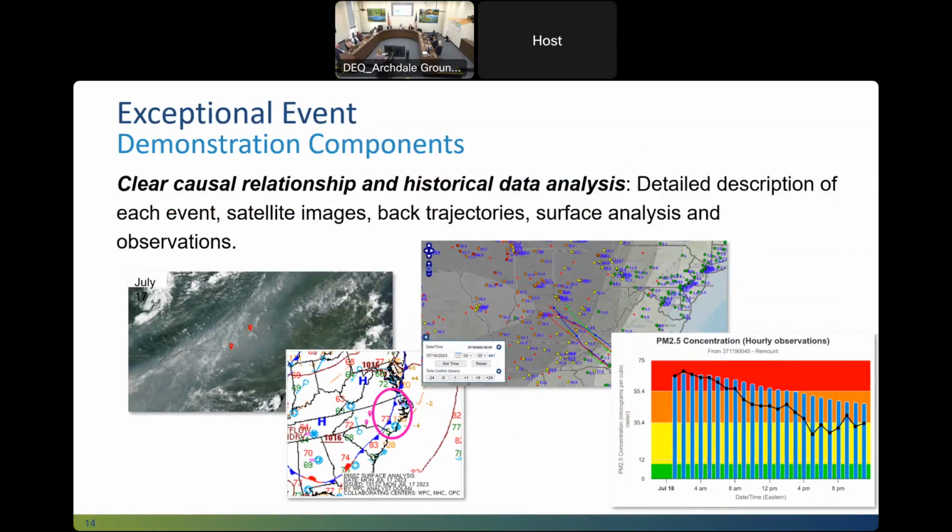The bulk of the demonstration is the clear causal relationship and the historical data analysis portion. Here we provide a detailed description of each event, including satellite imagery of the smoke, back trajectories which show where our source air mass was, surface analysis, so showing fronts that come through, for example, and then of course our hourly observations. So the critical thing in this section was for us to show that not only was there smoke aloft, but that it reached the surface and directly impacted our monitors.